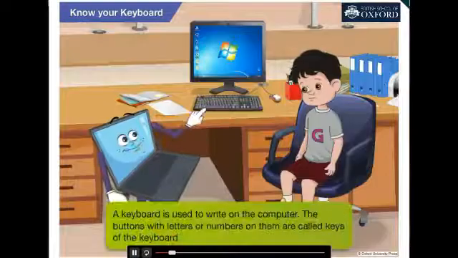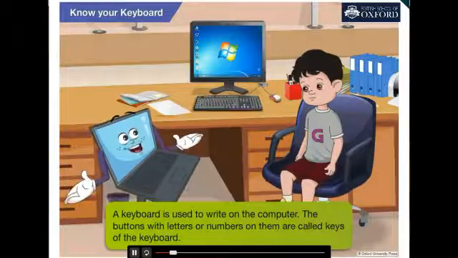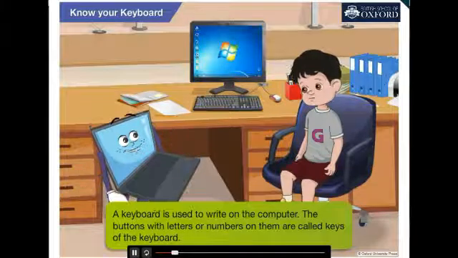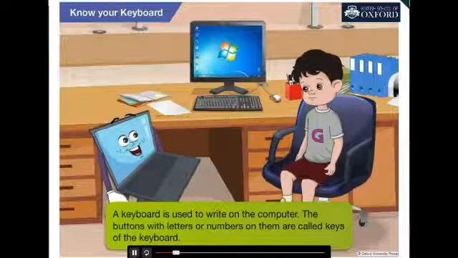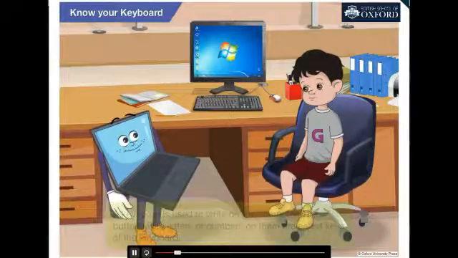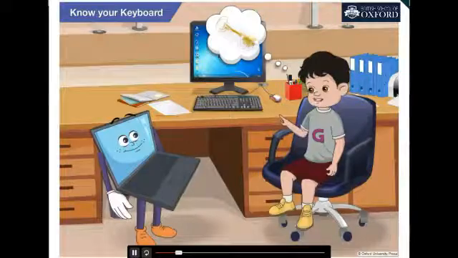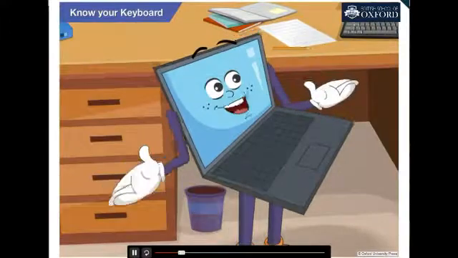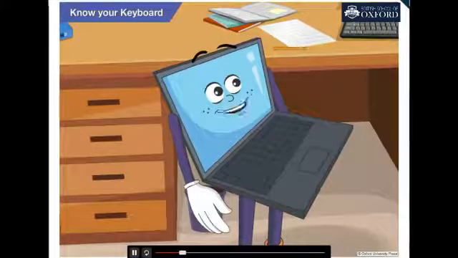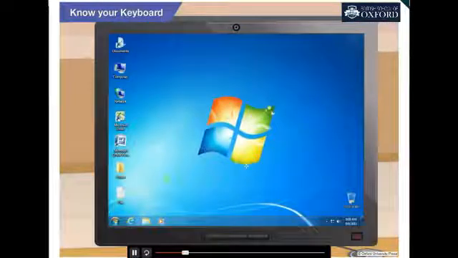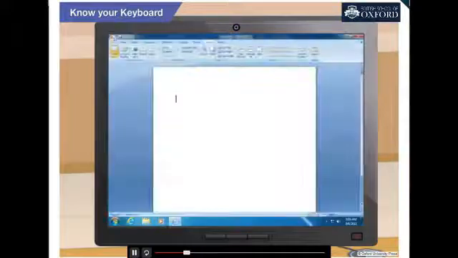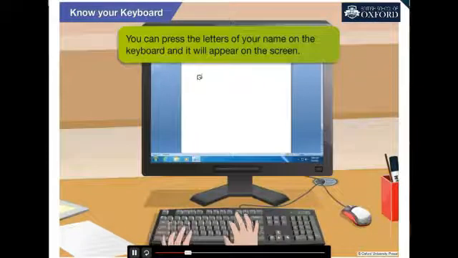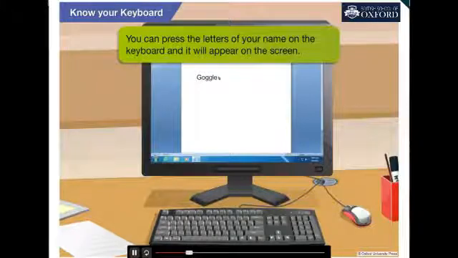You know, a keyboard is used to write on the computer. All these buttons with letters or numbers on them are called keys. Keys? The only keys I know are the ones we open doors with. Haha, these keys are different. They are used to type on the computer by pressing them. You can press the letters of your name on the keyboard and it will appear on the screen.